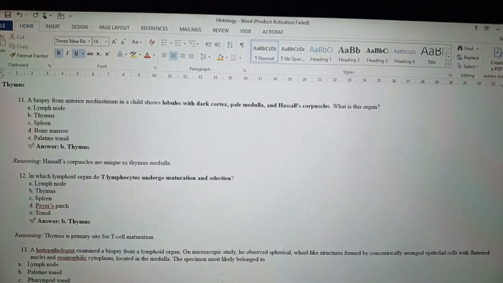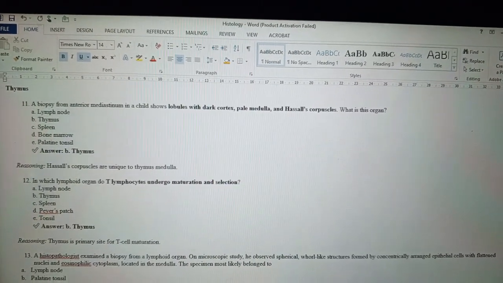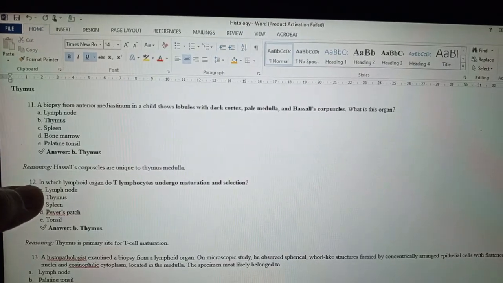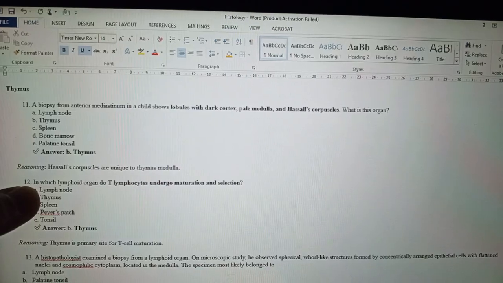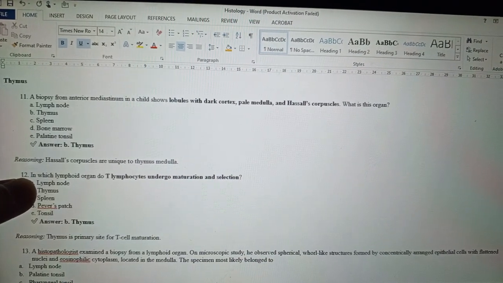Okay, Bismillahirrahmanirrahim. Today we are going to discuss a few important MCQs on histology. The topic is thymus. We are starting from thymus.